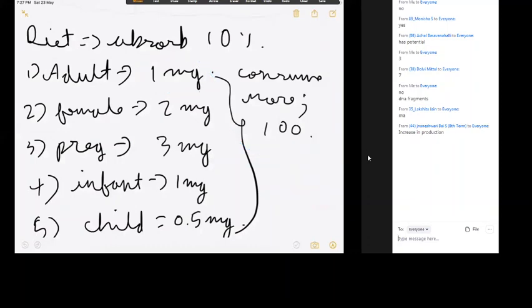Now who requires the most? Pregnant women. So she should have the highest, that is why she requires 3 milligrams. And then next is female, 2 milligrams. Adult is 1. Infant is similar to adult because the infant is growing a lot, that is why he requires more. And then child is about 0.5. Child you consider like teenagers, below 12 years, that range, for them you need 0.5 milligrams.